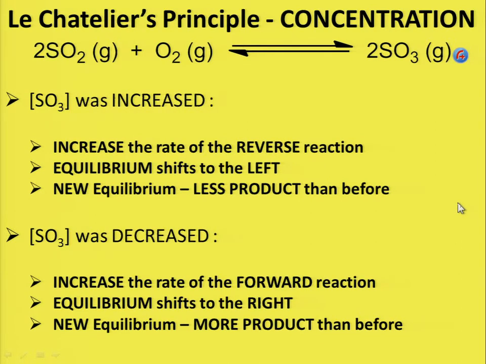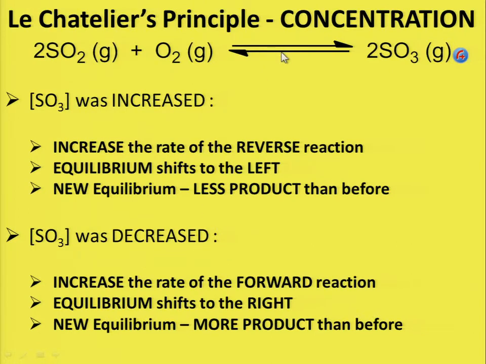Very important. Now, when the concentration of SO3 is increased, this will cause an increase in the rate of the reverse reaction to get rid of those molecules of SO3. The equilibrium will shift to the left, and the new equilibrium will have less product than before. The concentration of SO3 was decreased.